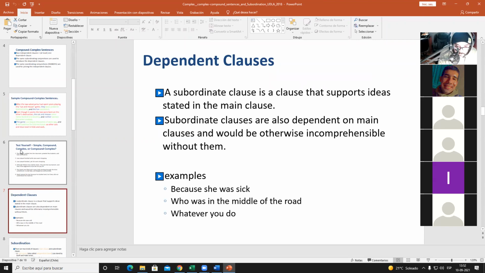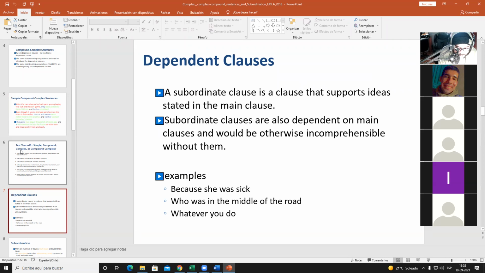And here is the point where we are going to begin today. Dependent clauses. Okay, we have discussed this. So I'm just going to read it and add some further notes on it. A subordinate clause is a clause that supports ideas stated in the main clause. Okay, you have to be careful with that.